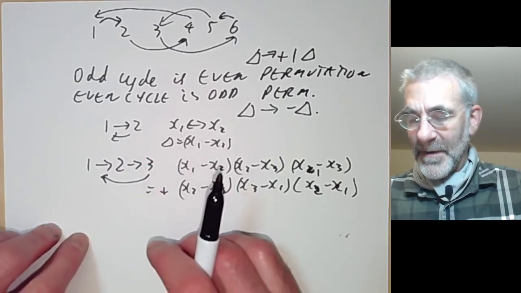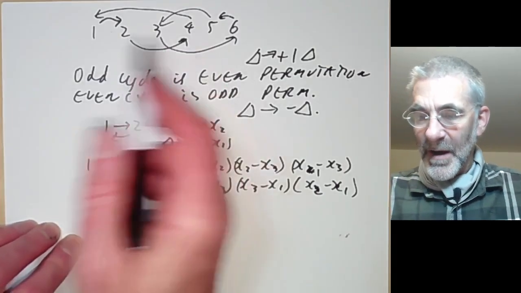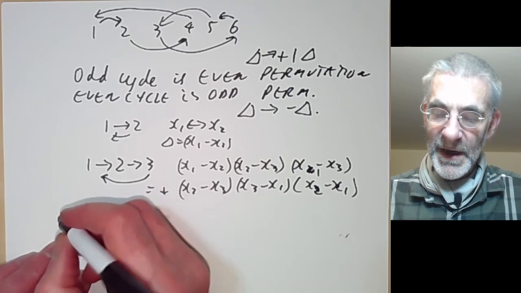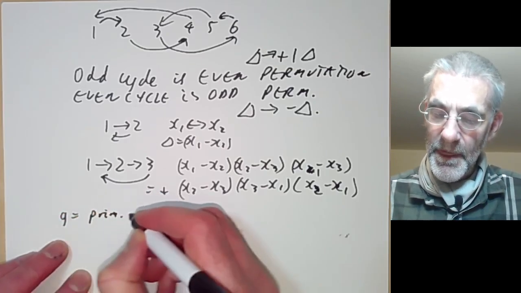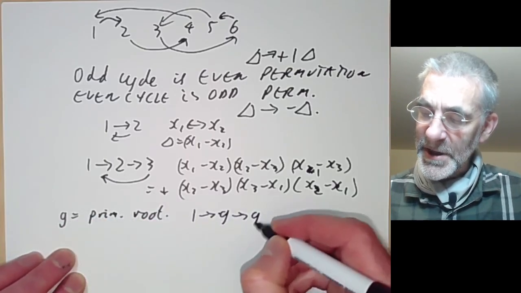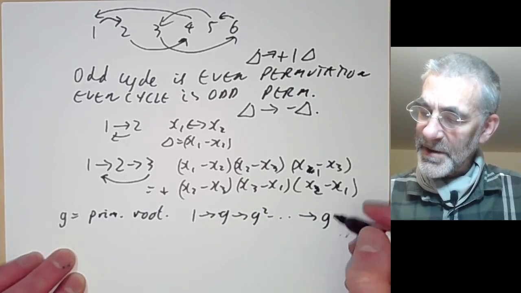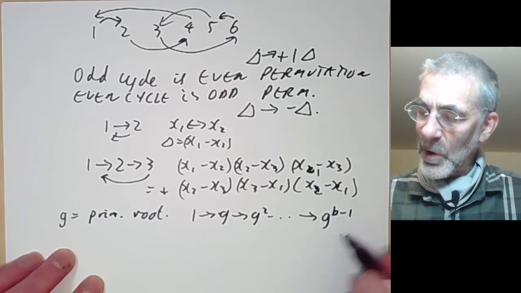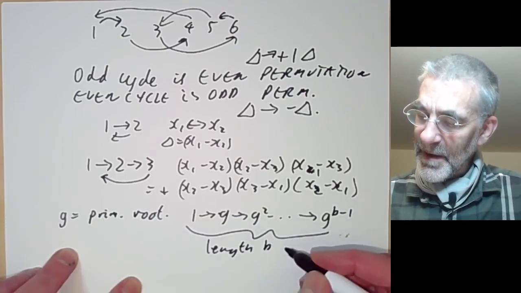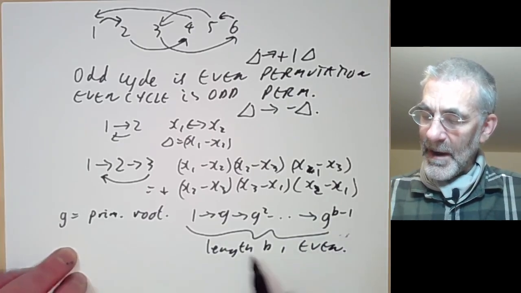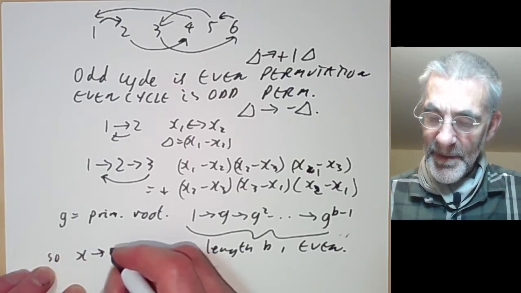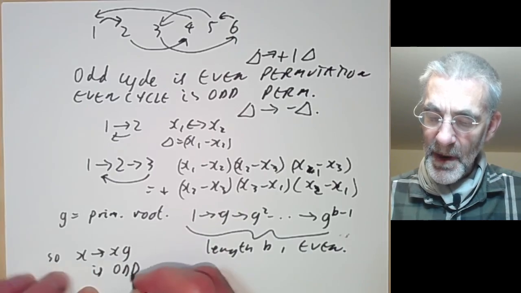Now we want to see that if something is a quadratic residue, then it gives you an even cycle, and if it's a quadratic non-residue, then it gives you an odd cycle. Well, let's take g to be a primitive root. Then we get 1 goes to g, goes to g squared, up to g to the b minus 1, and this is a cycle of length b, which is even. And you remember, even cycles give you odd permutations. So x goes to x times g is an odd permutation.